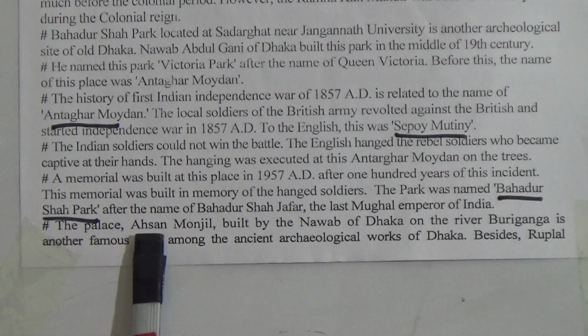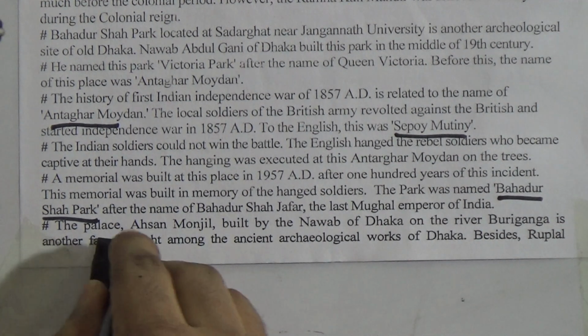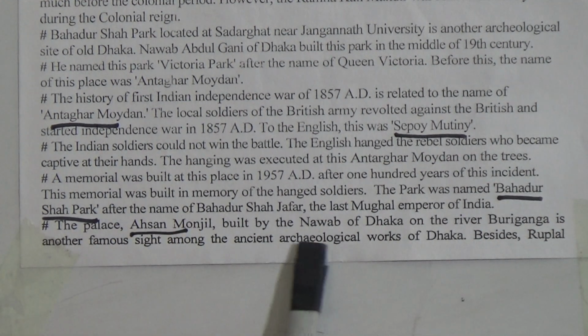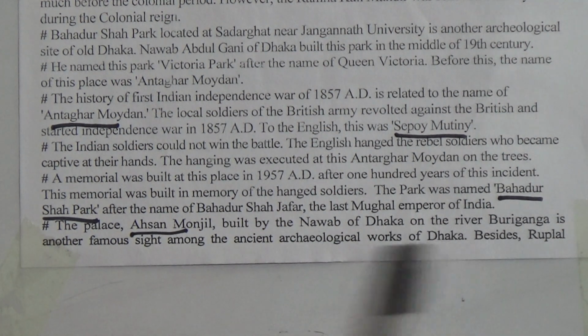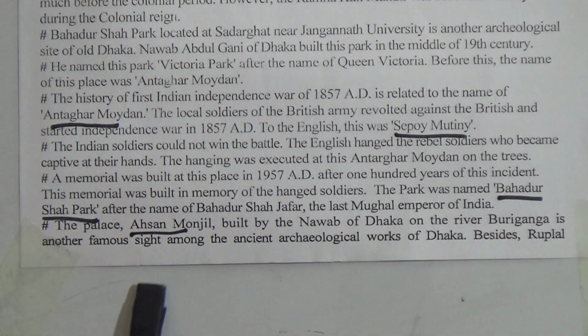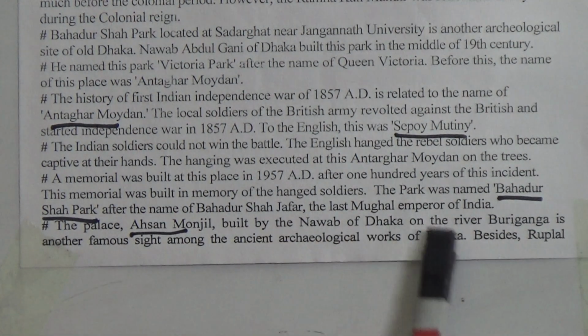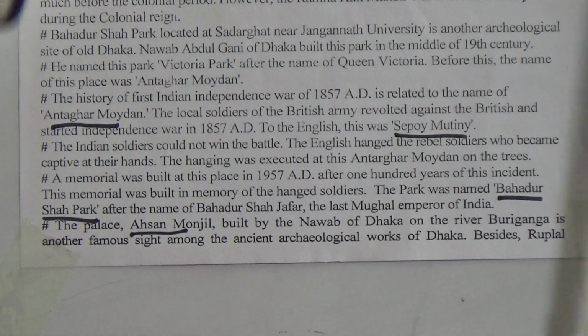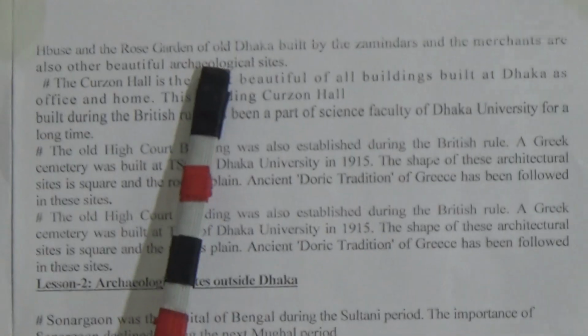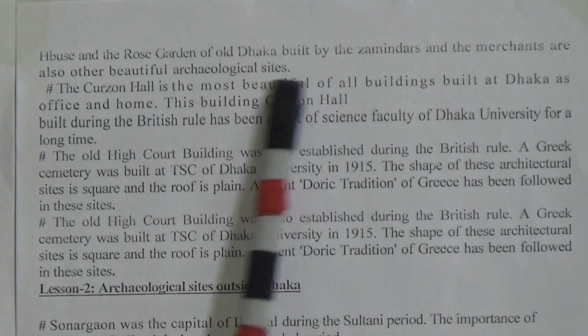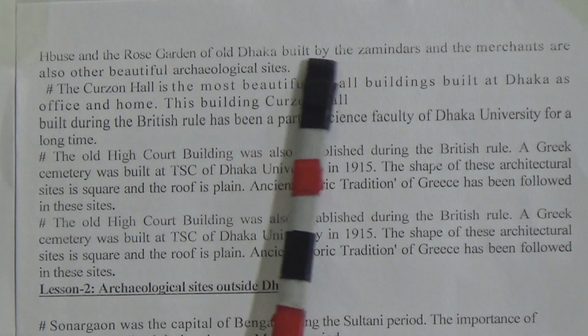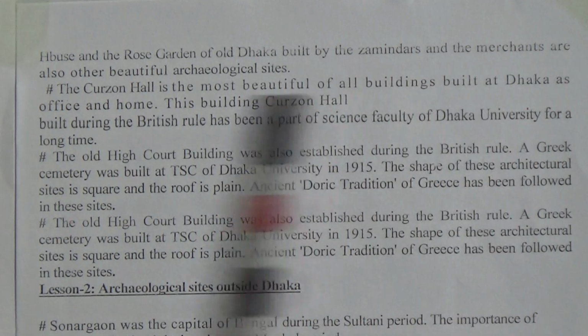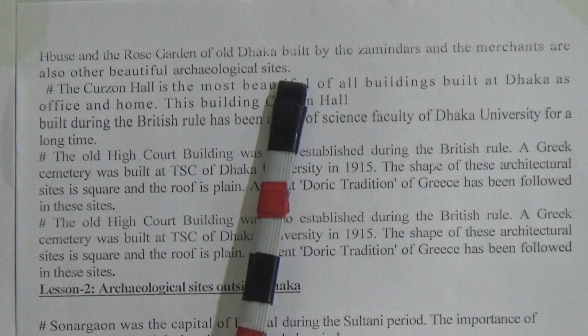The palace Ahsan Manzil, built by the Nawab of Dhaka on the river Buriganga, is another famous site among the ancient archaeological works of Dhaka. Besides, Rupal House and Rose Garden of Dhaka, built by the Jomindars and the merchants, are also other beautiful archaeological sites.